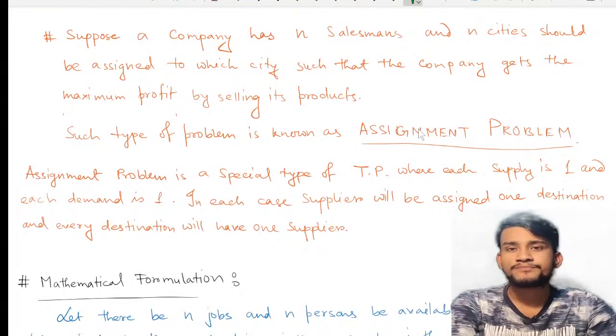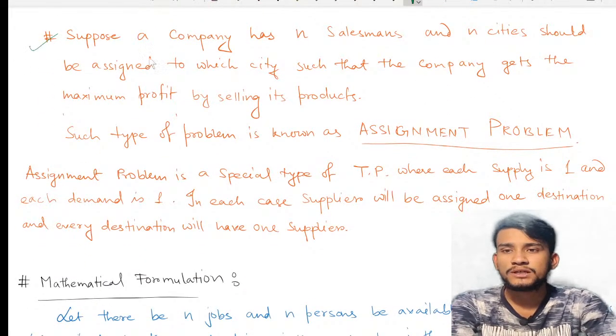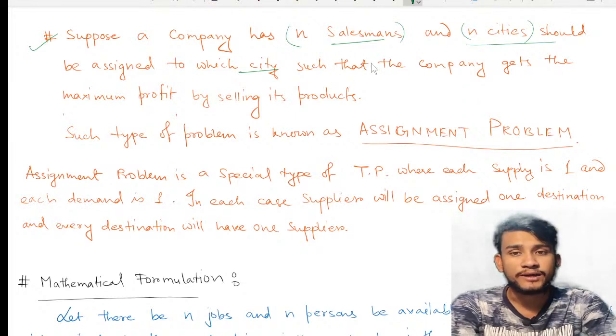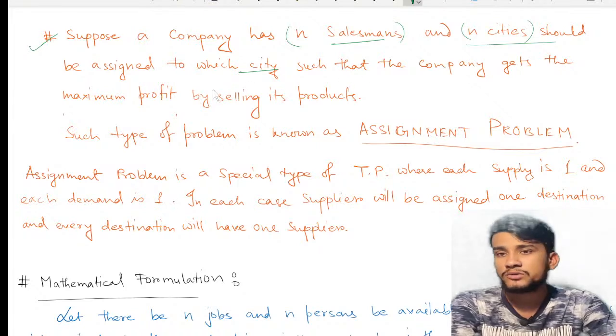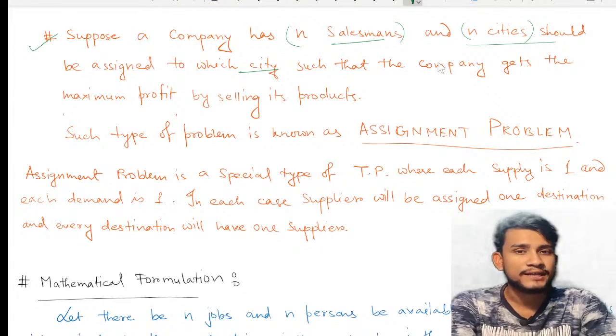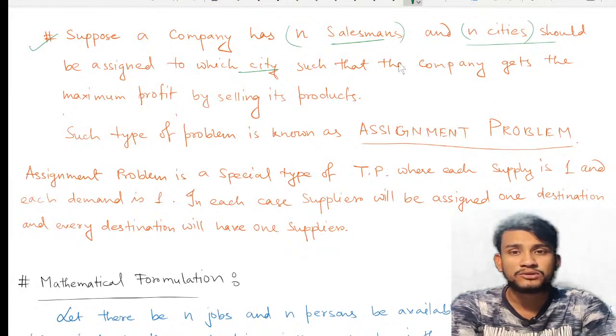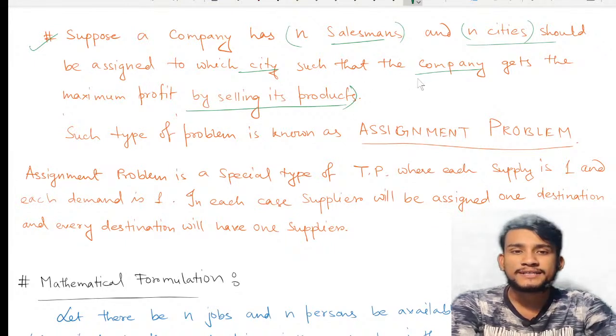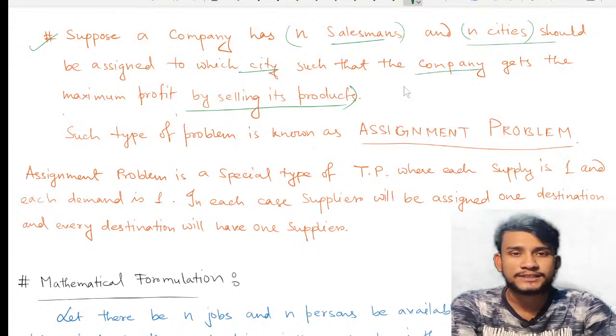So what is the assignment problem? Suppose a company has n salesmen and n cities in which the company has to deliver its products. The question is which salesman should be assigned to which city, such that the company gets the maximum profit by selling its products. So how should the company assign the salesmen so that its profit is maximum by selling its products?